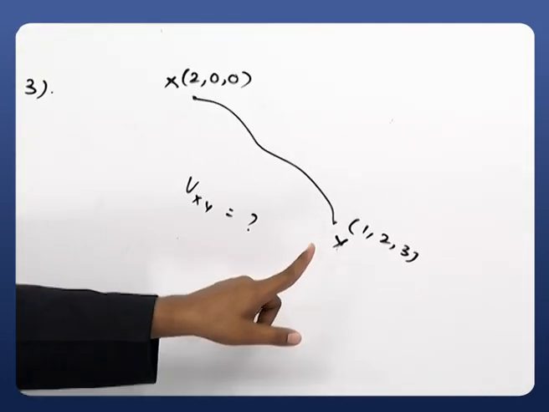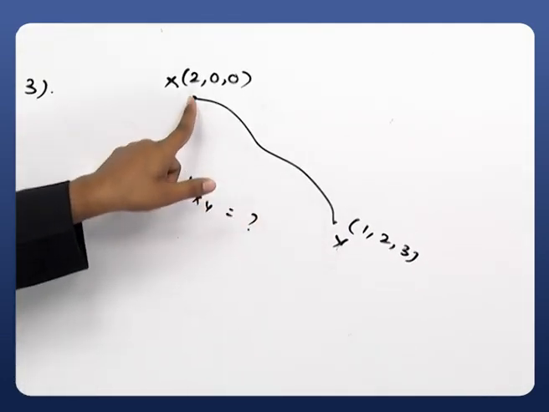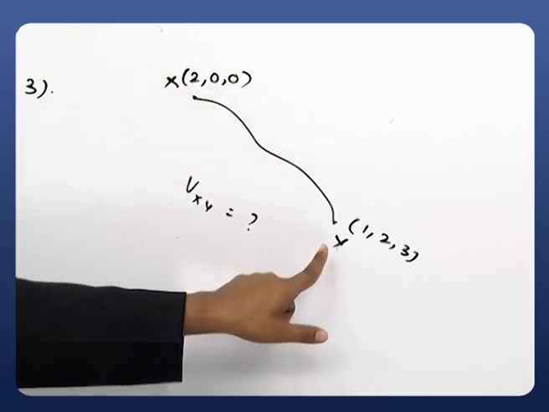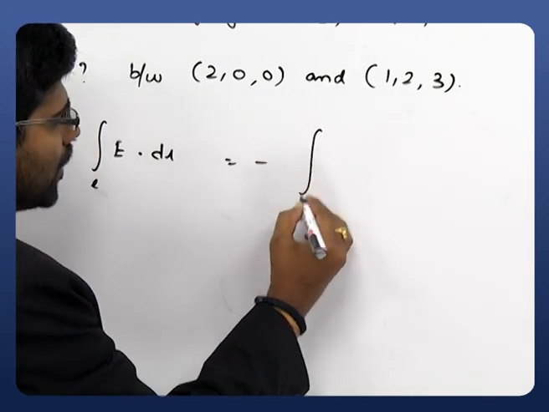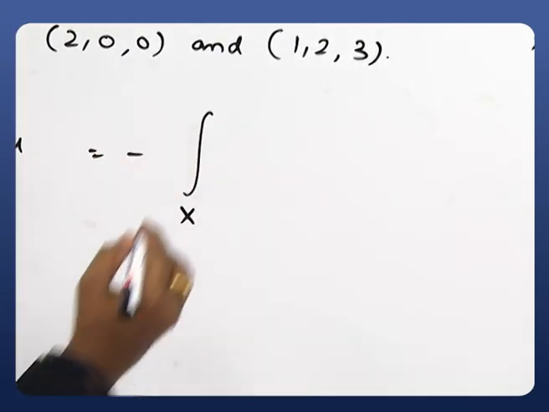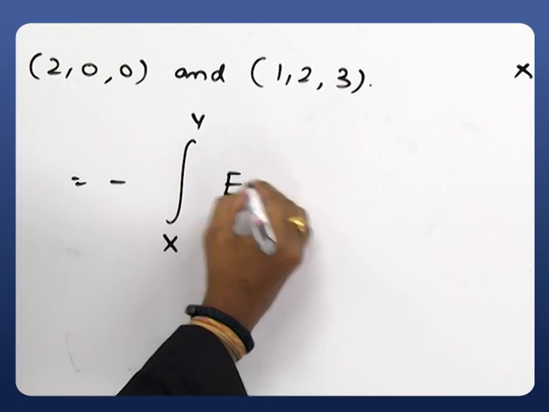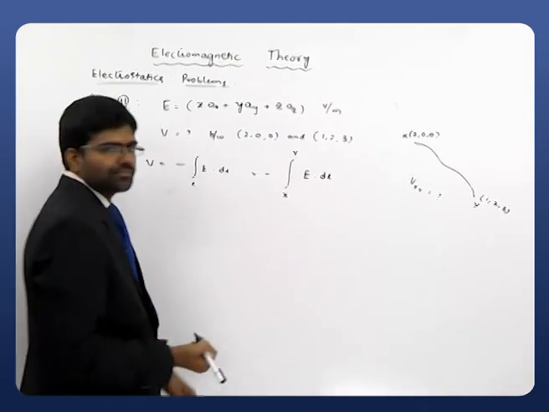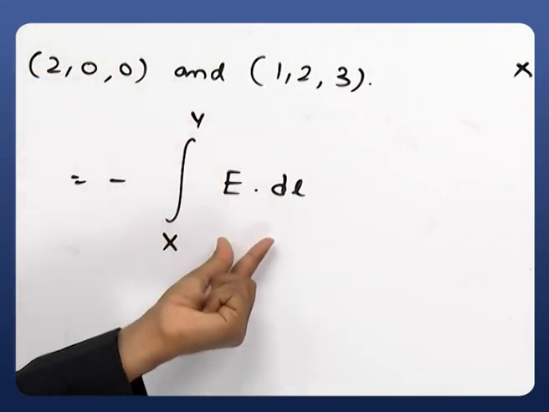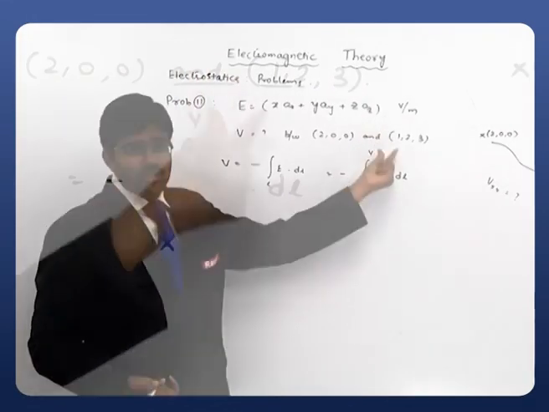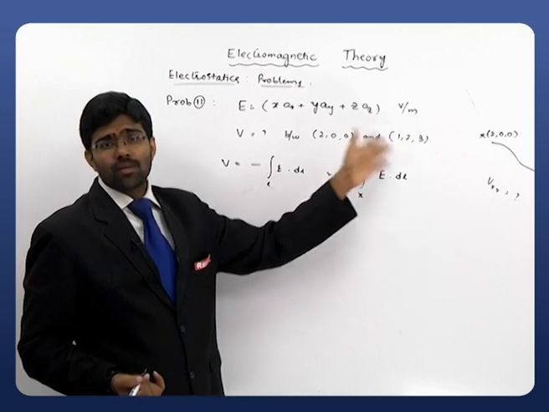Always recollect the concept that we have. This line integral will be taken from the starting position to the ending position. So what I write down is V equals minus, from point x to point y, integral E dot dl. That is what we have. Now replace this E with the equation that we have, and replace dl with the equation that we are supposed to take in the rectangular coordinate system.